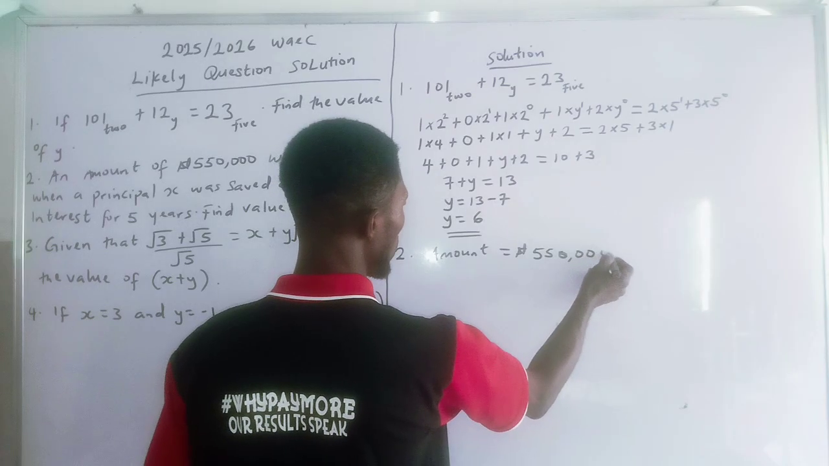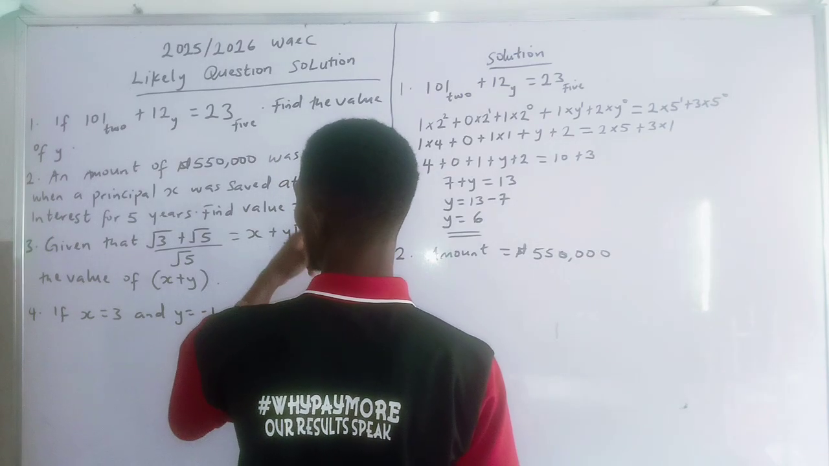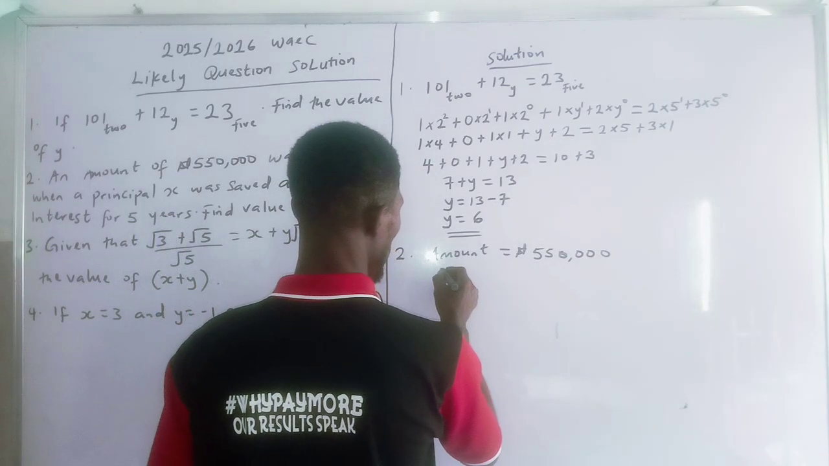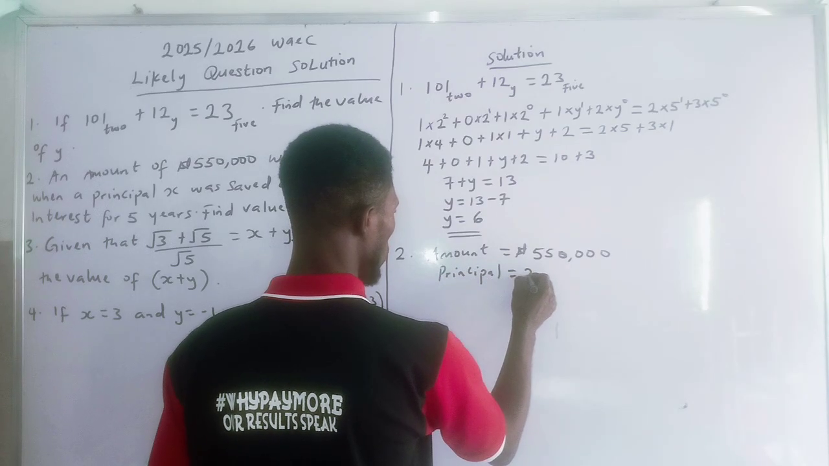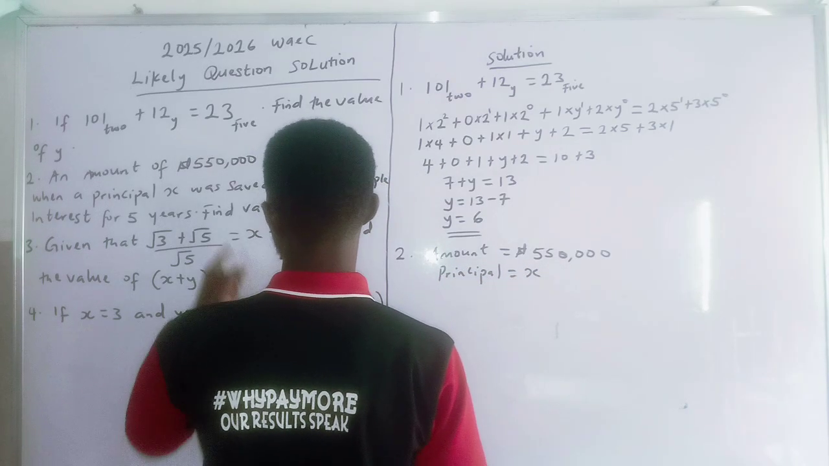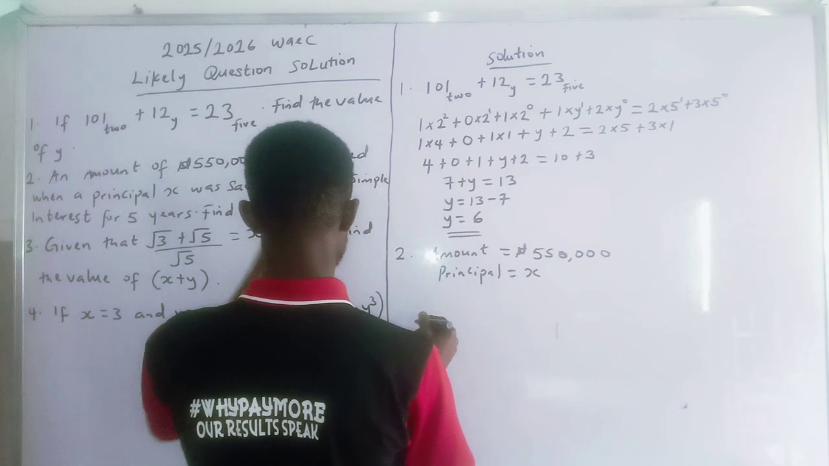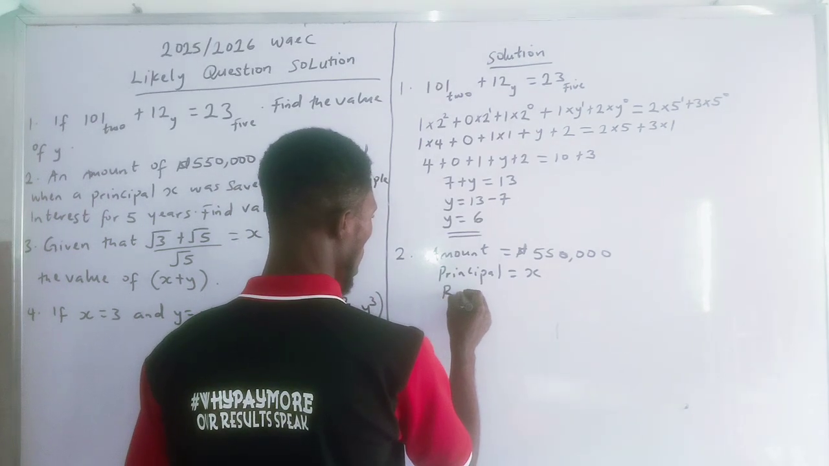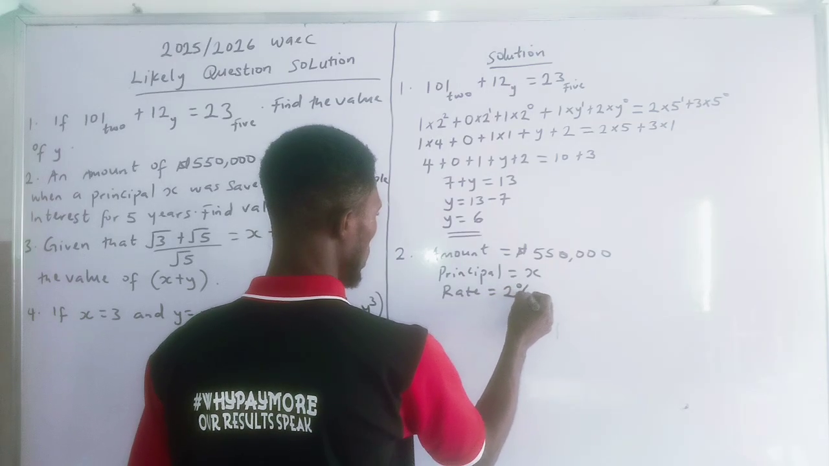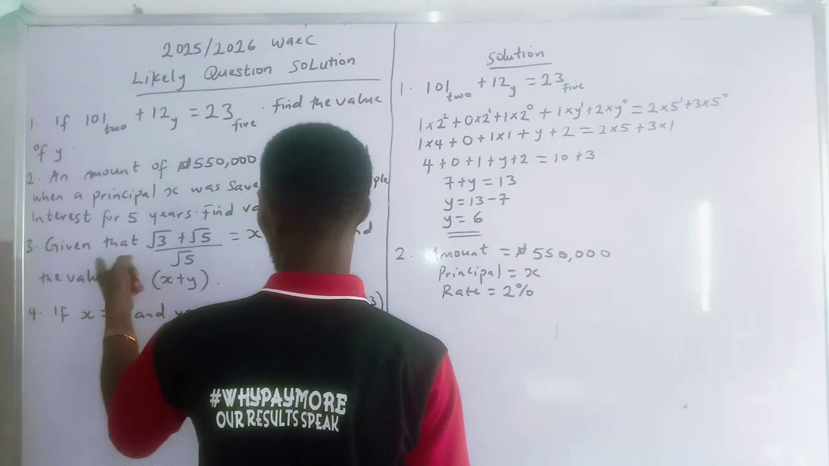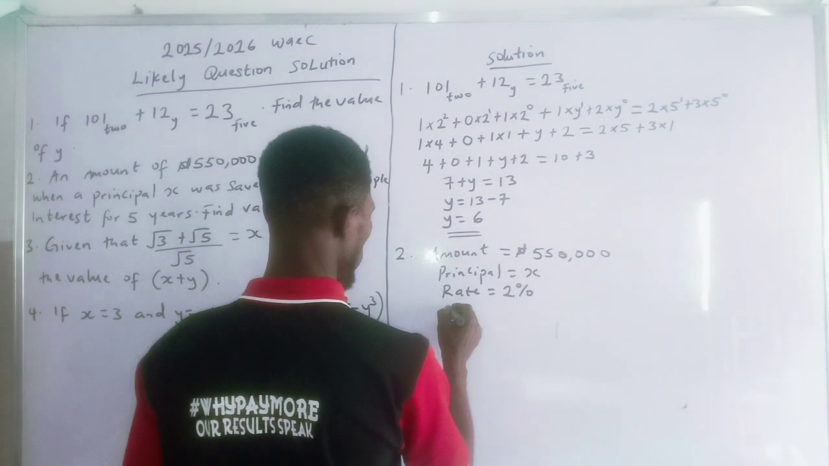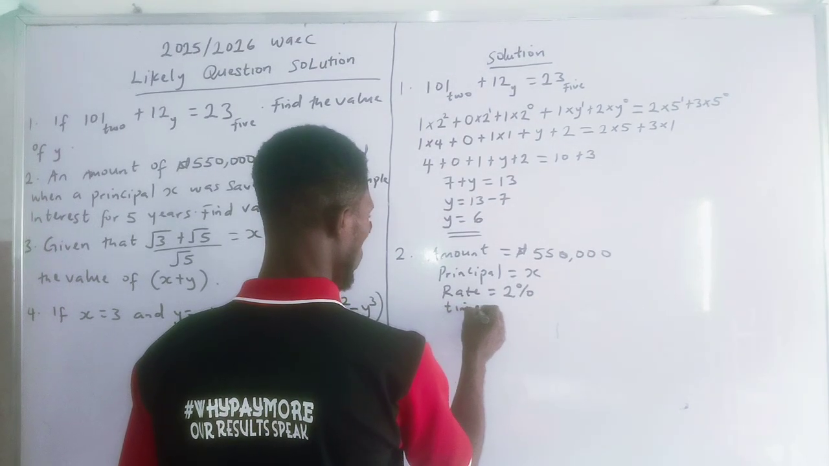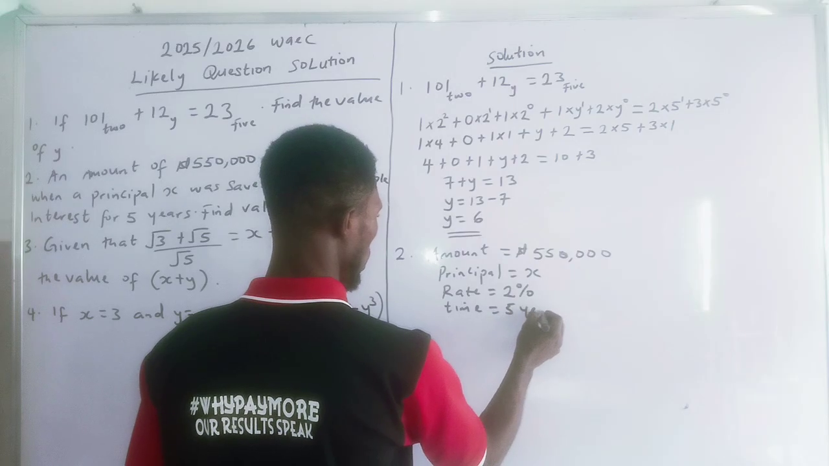550,000. Okay, so what about, let's say it was realized when a principal X? Your principal is equivalent to X. And then it was saved at 2%, then your percent is what? Your rate. This is your R, which is 2%. So what about, they say simple interest for 5 years. So simple interest is not given. So we are given 5 years, which is our time. Time is 5 years.